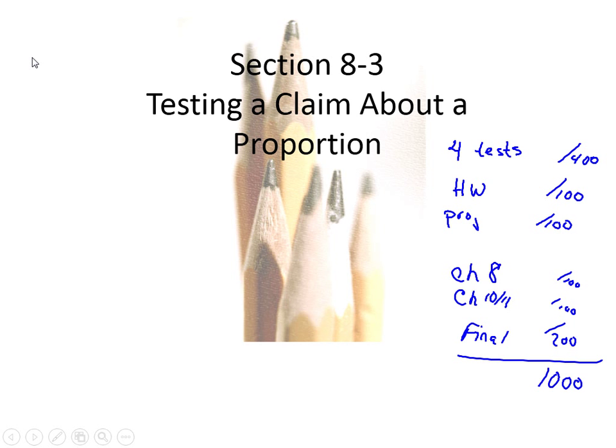If you wanted to figure out what you have to do to get your grade to what you're wanting, if you're wanting an A, it's so easy in this class. 90% of the 1,000 means to get an A, you need at least 900 points. To get a B, you need at least 800 points. To get a C, you need at least 700 points. To get a D, you need at least 600 points.